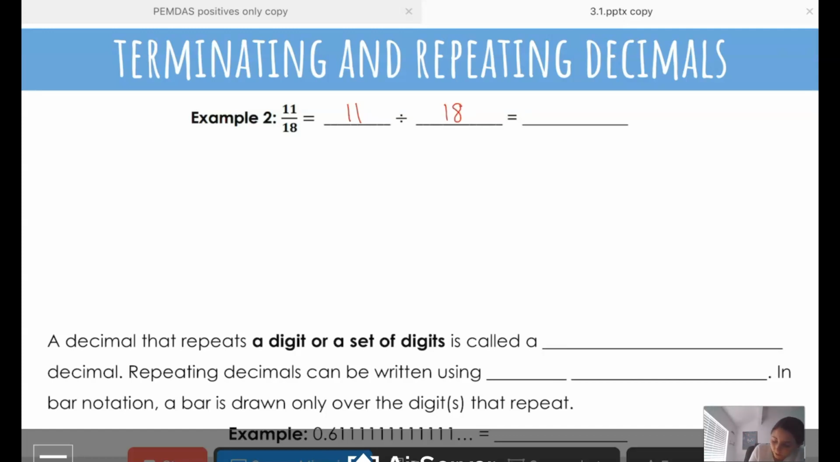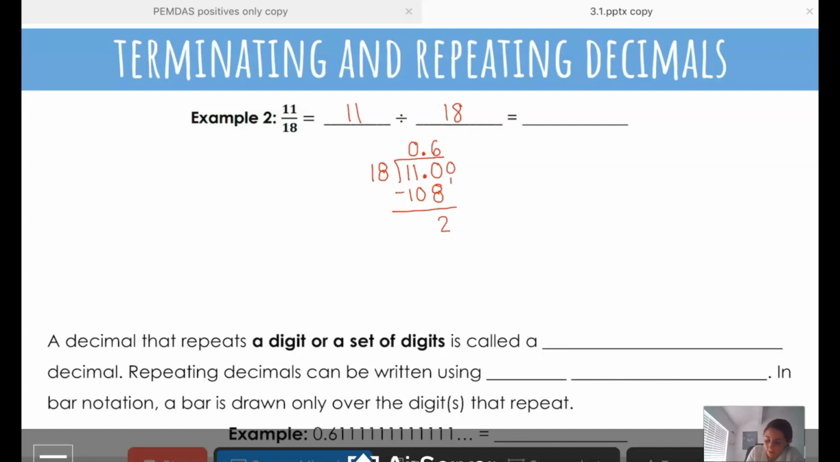So again, we're going to do our long division. 11 divided by 18. 18 goes into 11 0 times. So I need to put my 0 and then add my decimals to keep going. I'm going to annex my 0 to get 110. And 18 goes into 110 6 times. So 18 times 6 gets me 108. Now I'm going to subtract: 110 minus 108 is 2.